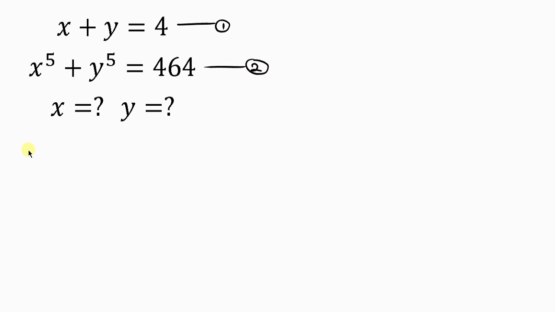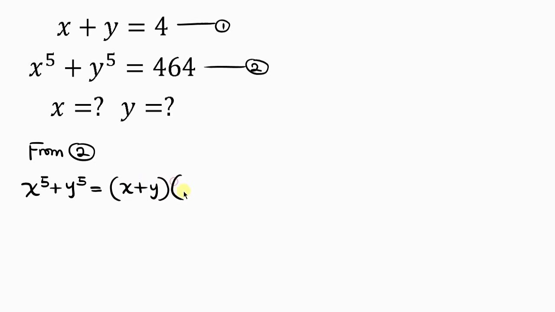Our first step will be for us to start from equation 2. We're going to be applying a property of x to the 5 plus y to the 5. So what is that property? It is x to the 5 plus y to the 5 is equal to x plus y times... Now, what is inside of this bracket?